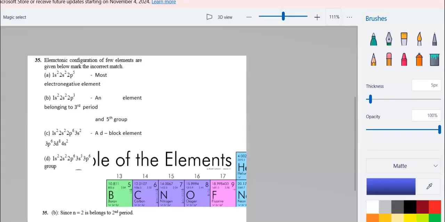I have attached the image of the periodic table also. Here you can have a look. Nitrogen belongs to the second period only, with atomic number 7.